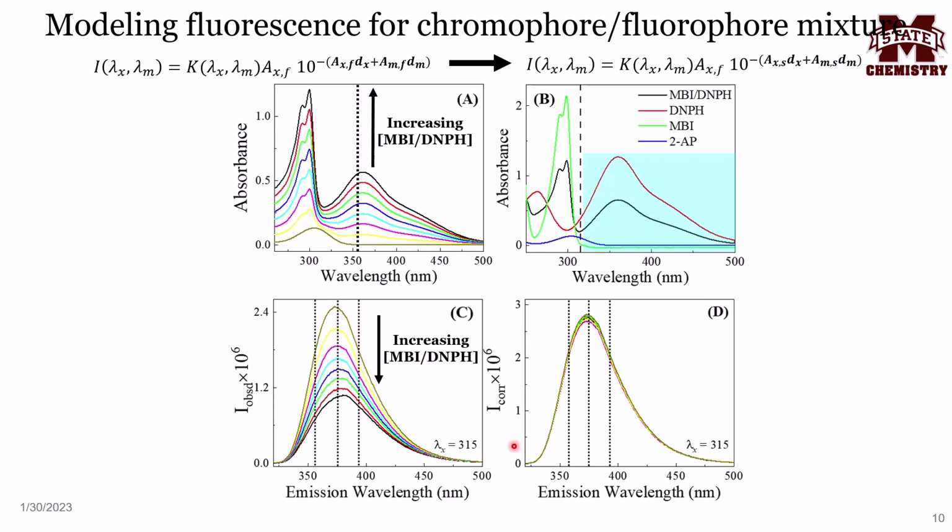In figure D, when we correct for the fluorescence intensity, you can see that there is almost no change in the corrected fluorescence intensity with increasing chromophore or absorber concentration. Using our model, you can see that the corrected fluorescence intensity is nearly identical for all concentrations of chromophores.